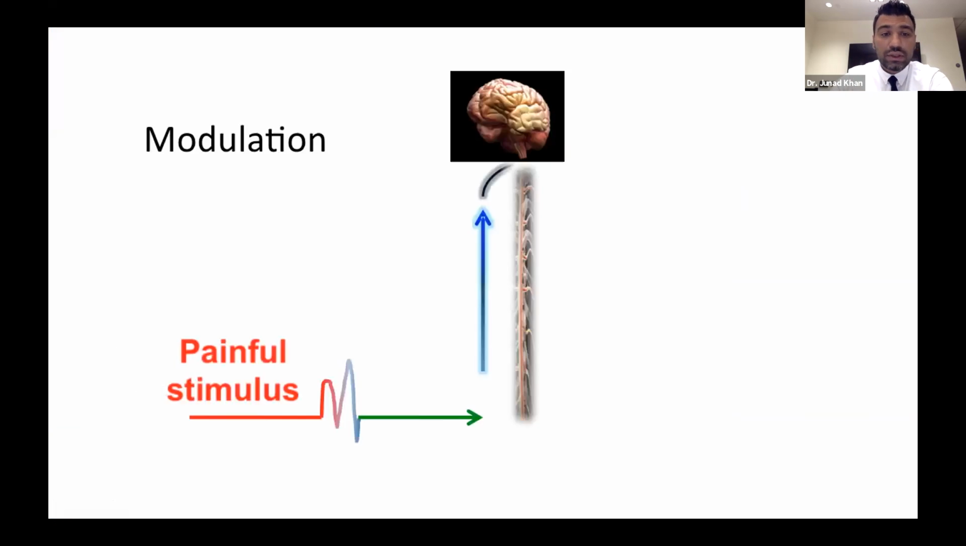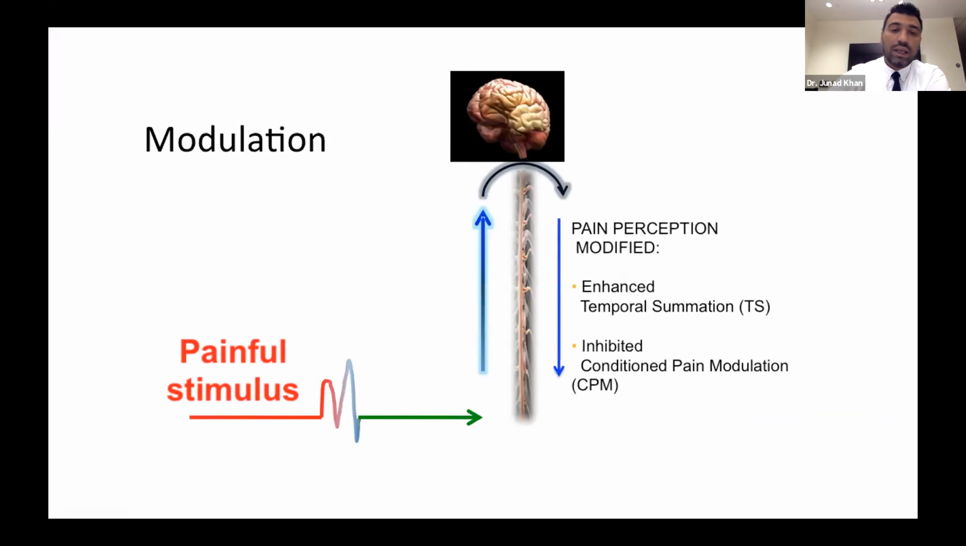The beauty of the central nervous system is that once this information reaches the somatosensory cortex, the central nervous system has the ability to modify this pain signal, which means that either it can enhance the pain signal or it can inhibit the pain signal depending on the situation.